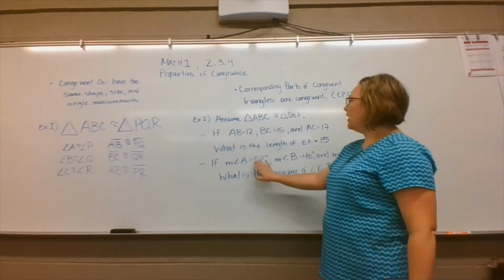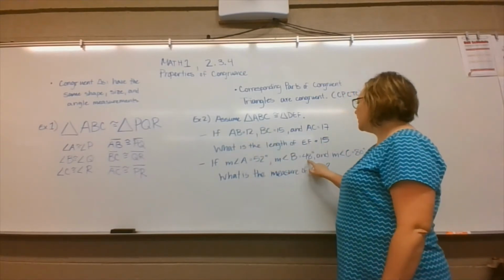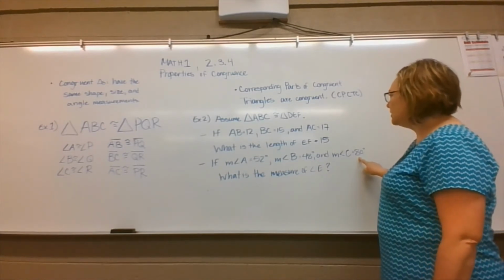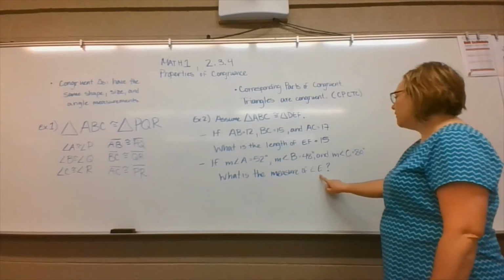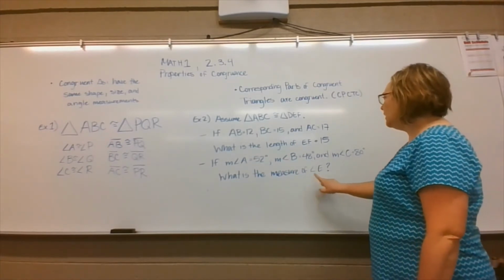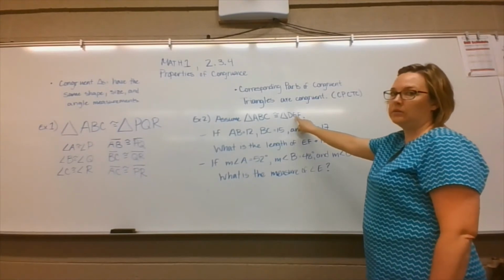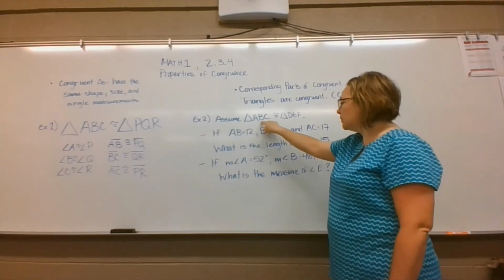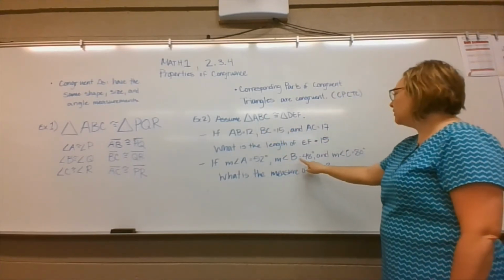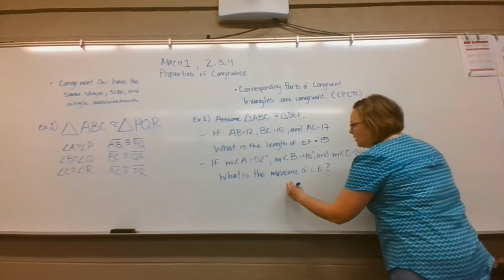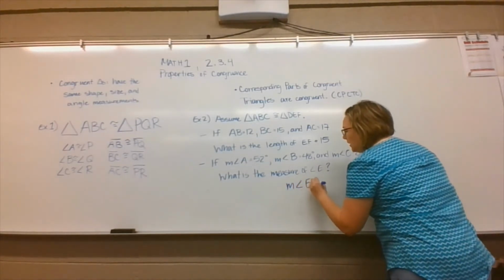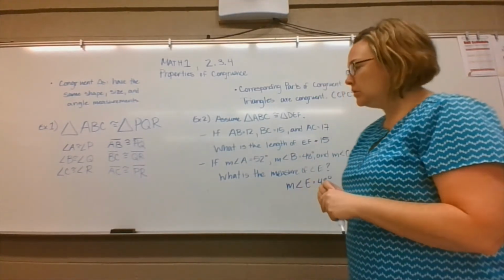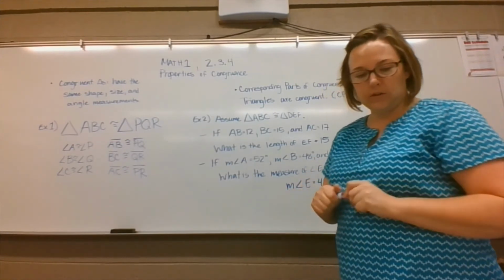Okay, so if the measurement of angle A is 52 degrees, measurement of angle B is 48, and the measurement of angle C is 80 degrees, we are asked to find the measure of angle E. So angle E in this triangle is the middle angle. So it's the middle in our name, the name of our triangle. So we need the middle angle in this one, which is B. Measurement of angle B is 48. So the measurement of angle E is also 48 degrees. So you just got to match up your angles and your side lengths to answer those questions or questions like that.